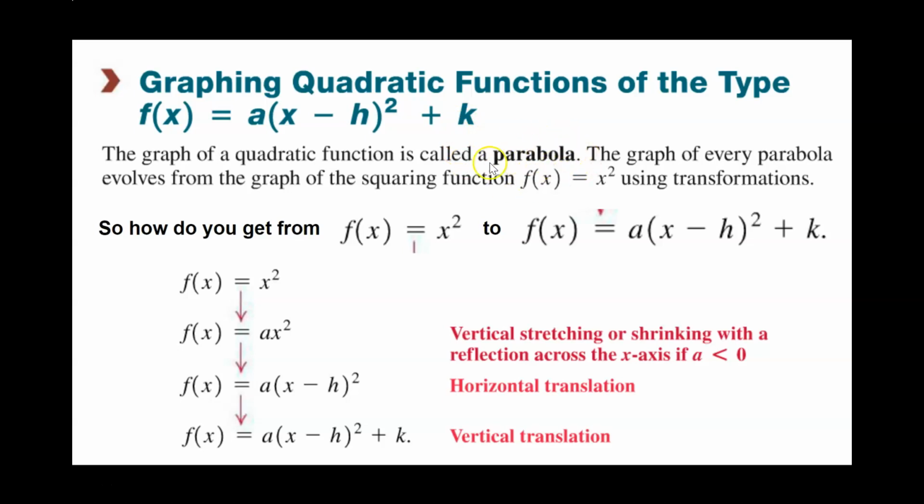So if I take just the parabola, a parabola is just x squared. And let's get rid of the a, the h, and the k. And I want to transform this x squared into the graphing quadratic function type, like so.